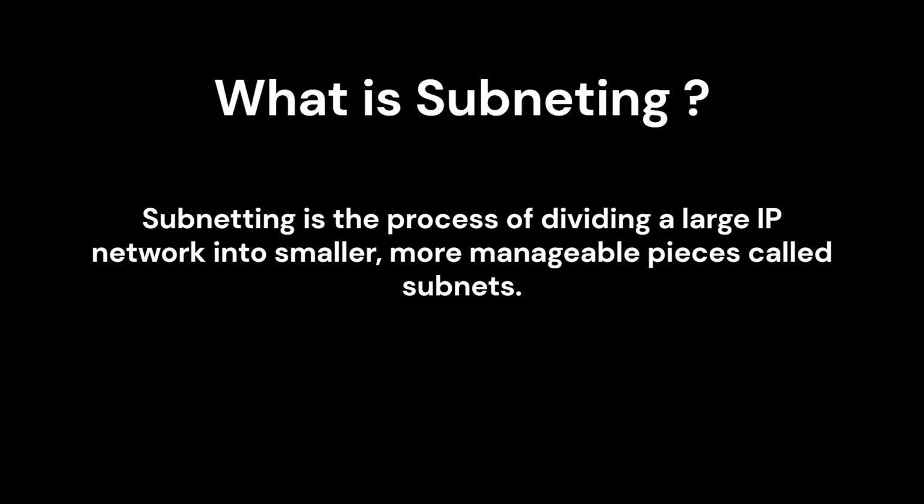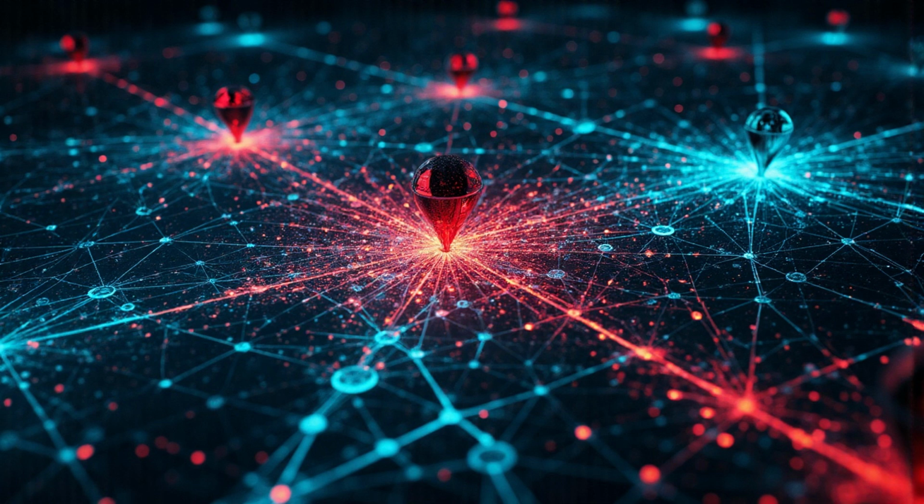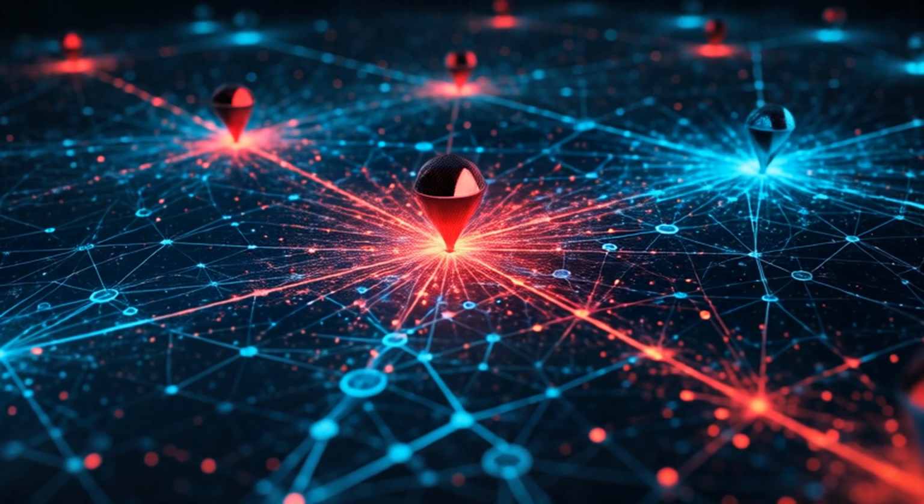What is subnetting? Subnetting is the process of dividing a large IP network into smaller, more manageable pieces called subnets. This helps control traffic, isolate threats, and improve overall network performance. For cybersecurity, subnetting helps contain cyber attacks and limits lateral movement inside the network.